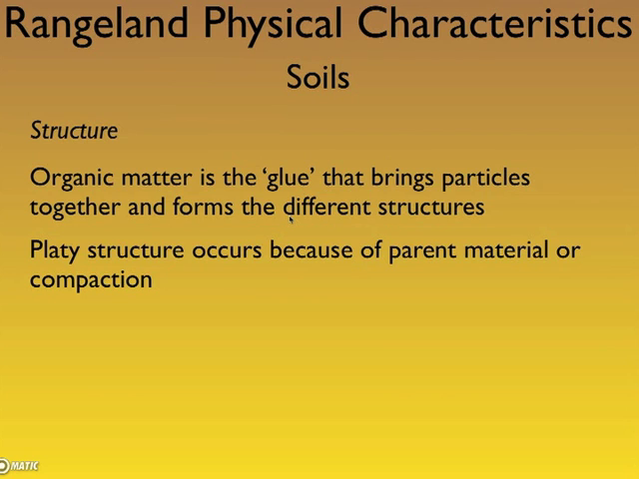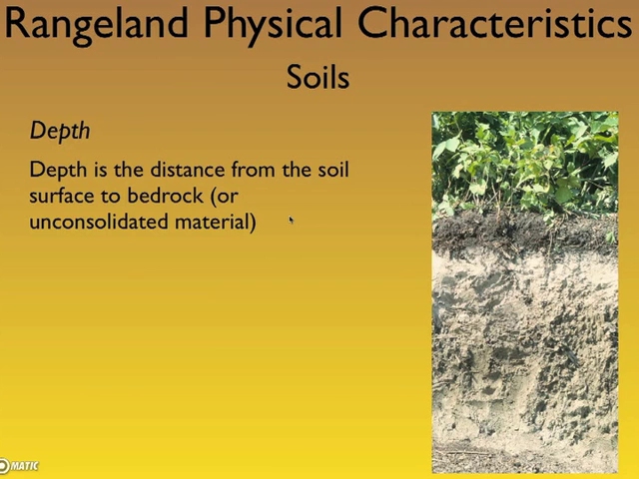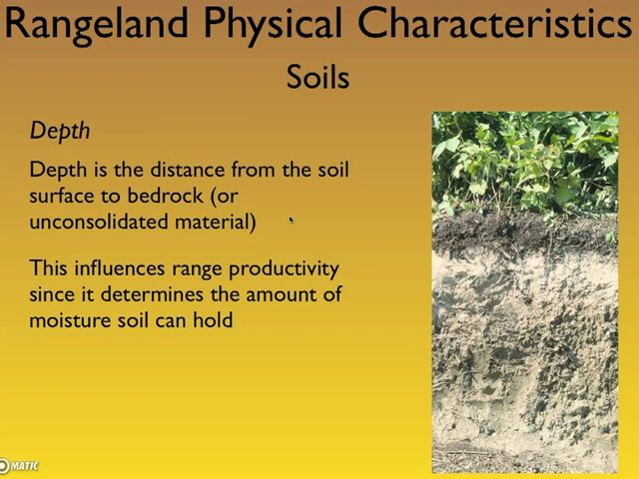Platy structure, I guess we said that was because of compaction. Prismatic structure, we have a lot of that in arid areas, which is conducive to forming kinds of prismatic structure. Massive typically is found lower down in the soil, and overgrazing can cause that to happen, and compaction. We said that in rangelands, depth is really one of the key players in terms of plant production. So that's just the distance from the surface to some kind of restrictive layer. That could be rock, that could be a caliche calcium layer, and in range that really causes difficulties with plant growth.